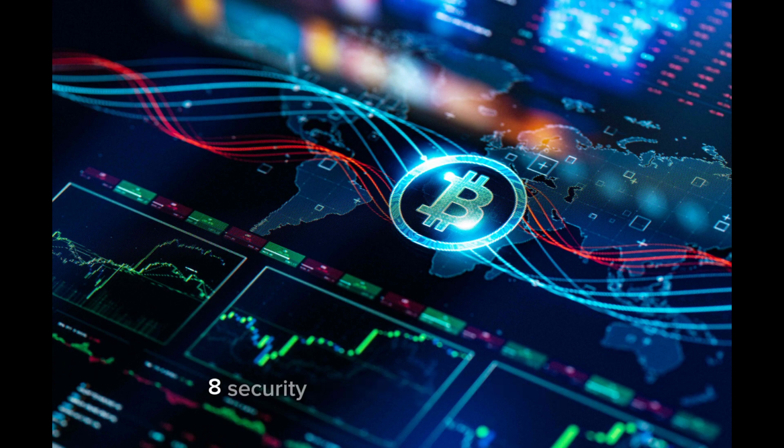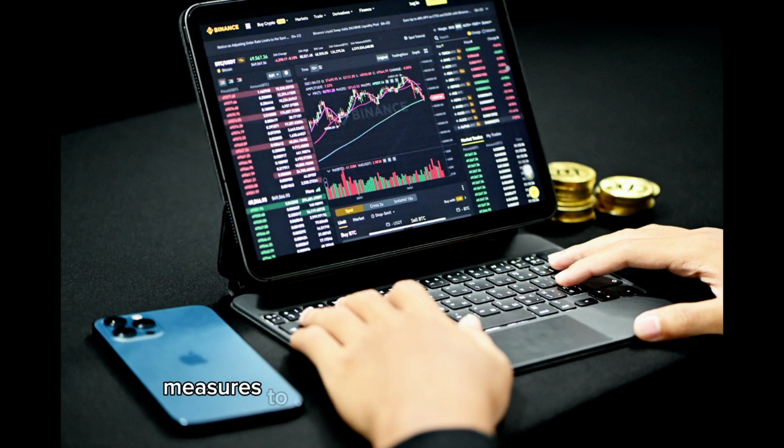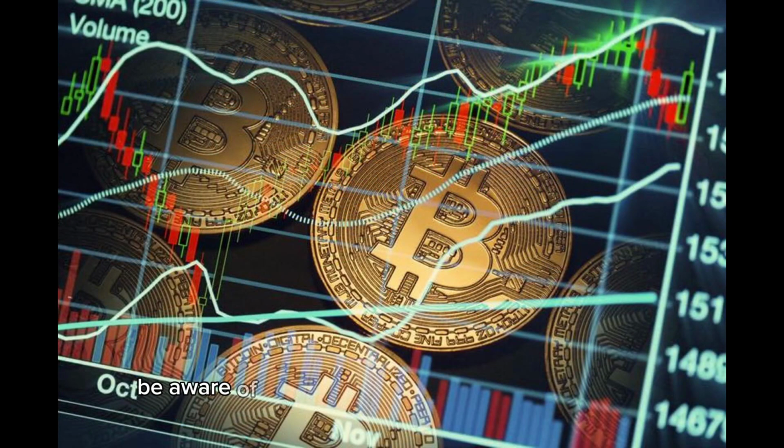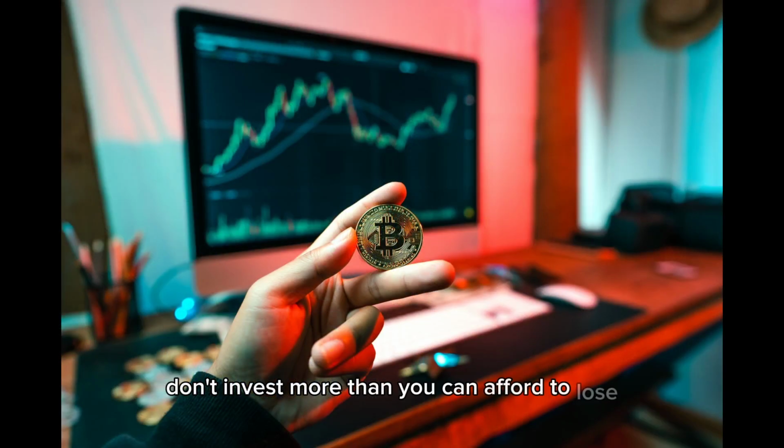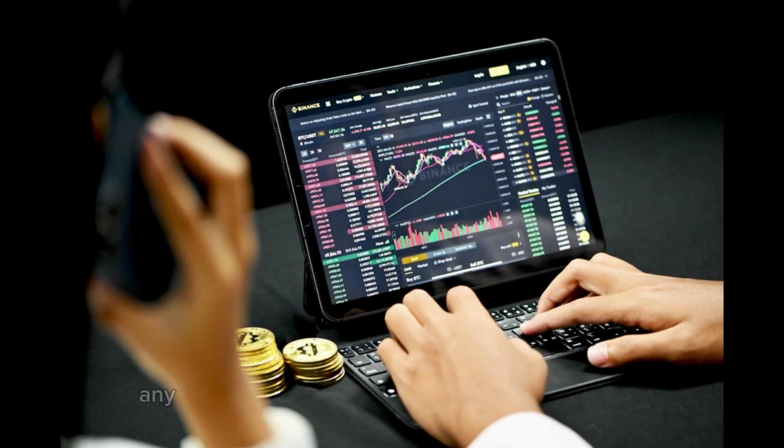8. Security. Implement strong security measures to protect your accounts and funds. 9. Risk management. Be aware of the volatile nature of cryptocurrencies. Don't invest more than you can afford to lose. 10. Tax compliance. Keep records of your trades and report any taxable income to comply with tax regulations.